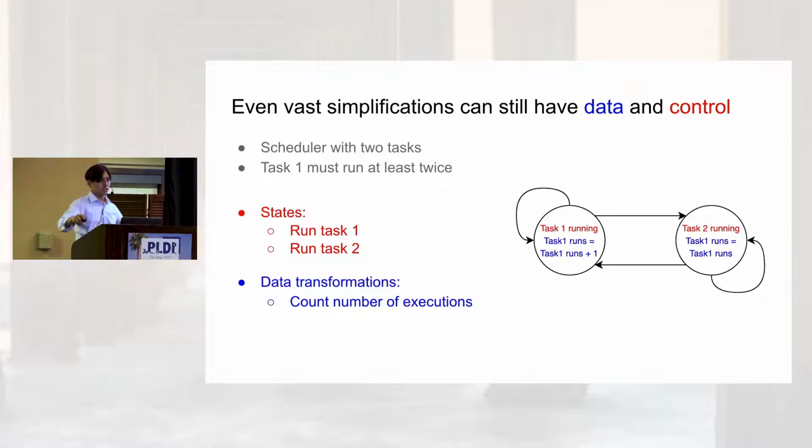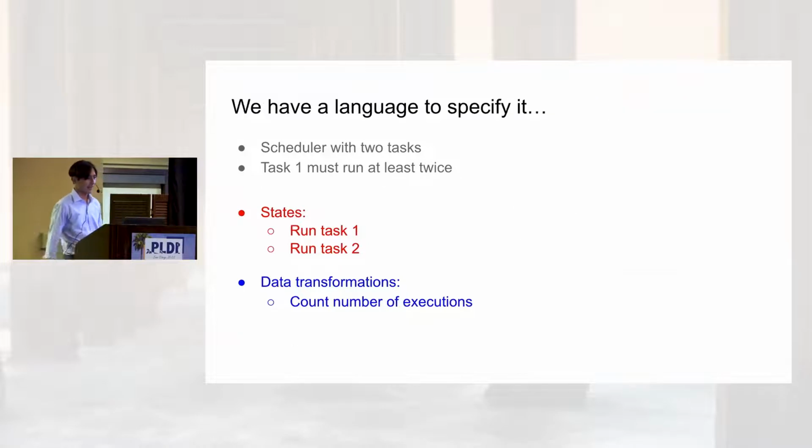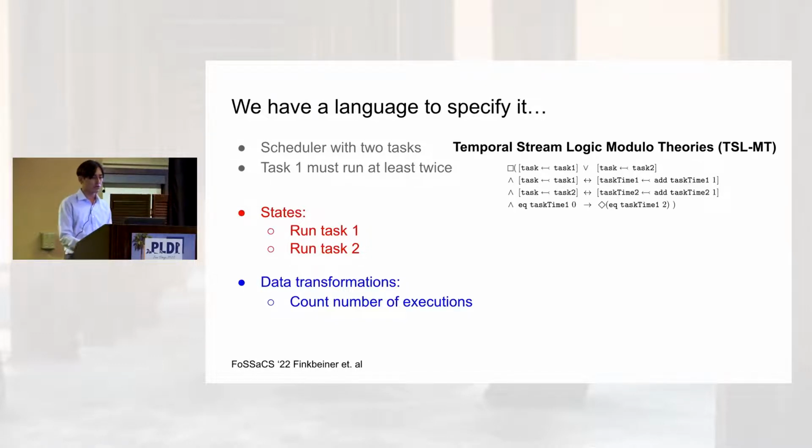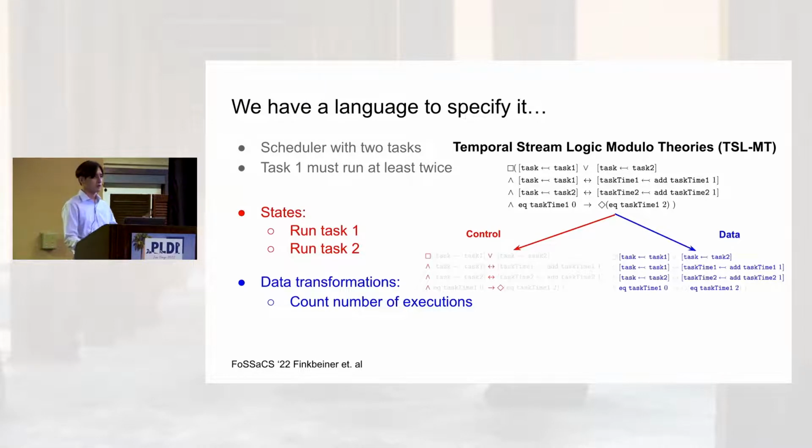So the natural question, since we're in the synthesis section, is, can we synthesize this? And we do actually have a language to specify this, which is called temporal stream logic modulo theories, which gives a natural way to specify both control and data. On the control part, you have temporal operators such as globally, something must always be true, and eventually, something must eventually be true, as well as common logical operators such as and, if, and only if.